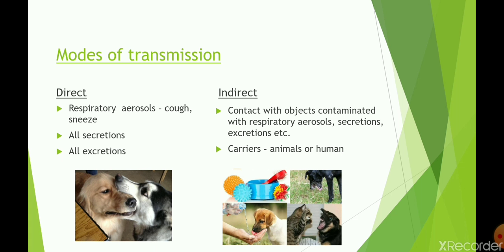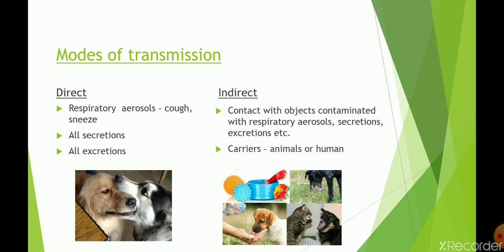Modes of transmission. First mode, direct mode. Mainly it's through respiratory aerosols, while coughing, sneezing, etc. Then through the secretions like tears and saliva. Then excretions like feces and urine. Then indirect contact. This will be through the objects contaminated with these three. It may be during unhygienic grooming, sharing of unhygienic water and food bowls, etc.